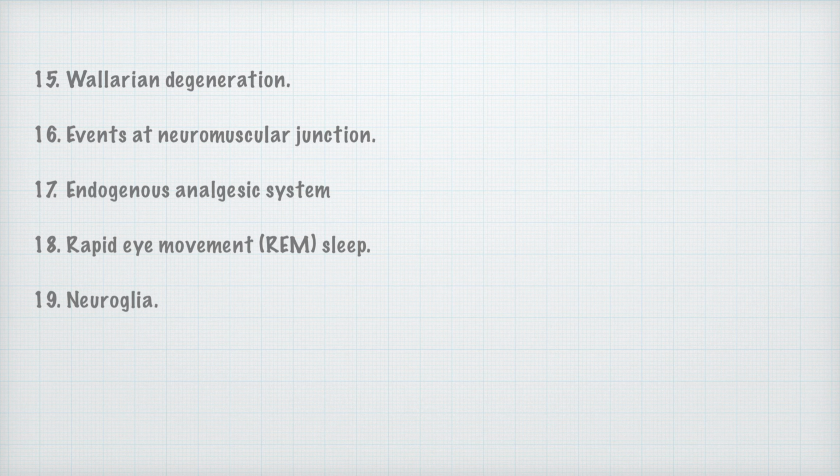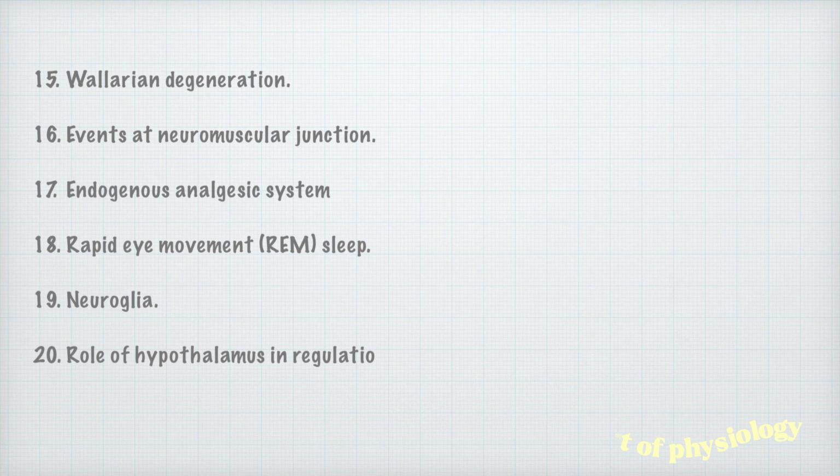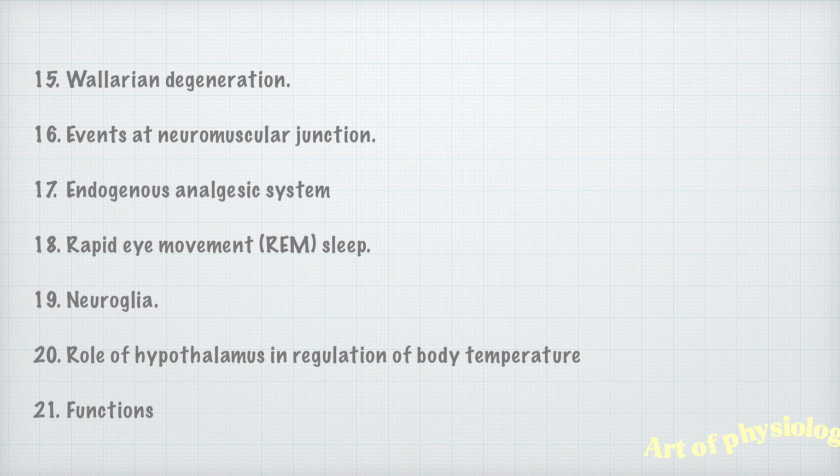Then neuroglia, the diagram, what are the functions of neuroglia, types of neuroglia and all. Then the role of hypothalamus in the regulation of body temperature, that is also a very important question. Then the functions of limbic system. So in the limbic system part, only function is important. Don't complicate and don't study too much in this limbic system. Just study what are the functions of limbic system.